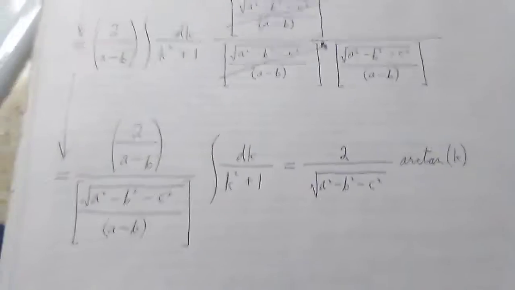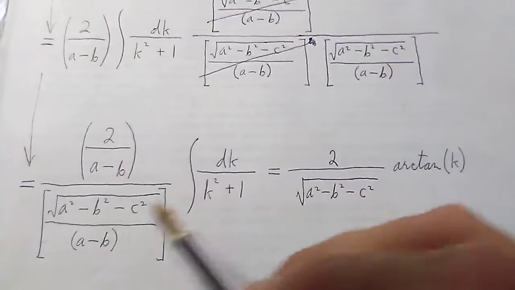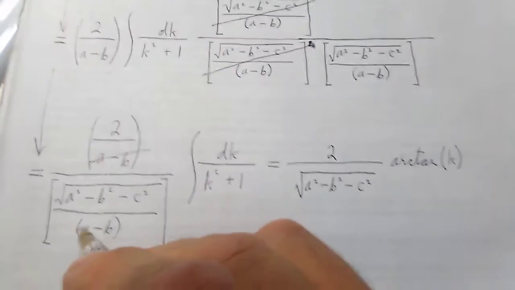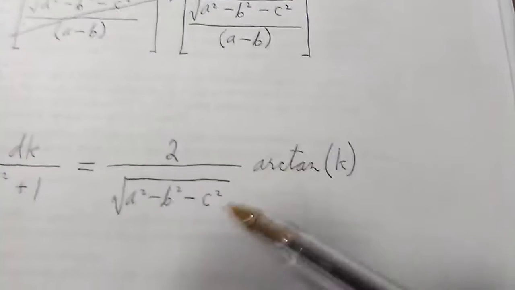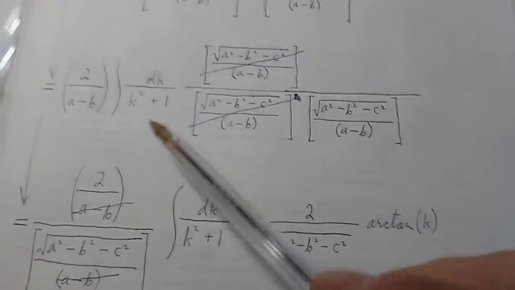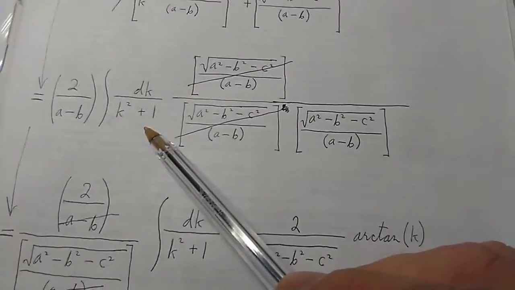Long story on that. So we come down here, and now we have 2 over a minus b divided by root a squared minus b squared minus c squared divided by a minus b. And this cancels with, and in the wrong place, this. And the end result is 2 divided by root a squared minus b squared minus c squared times arctangent of k, which of course is the integral of 1 over k squared plus 1.